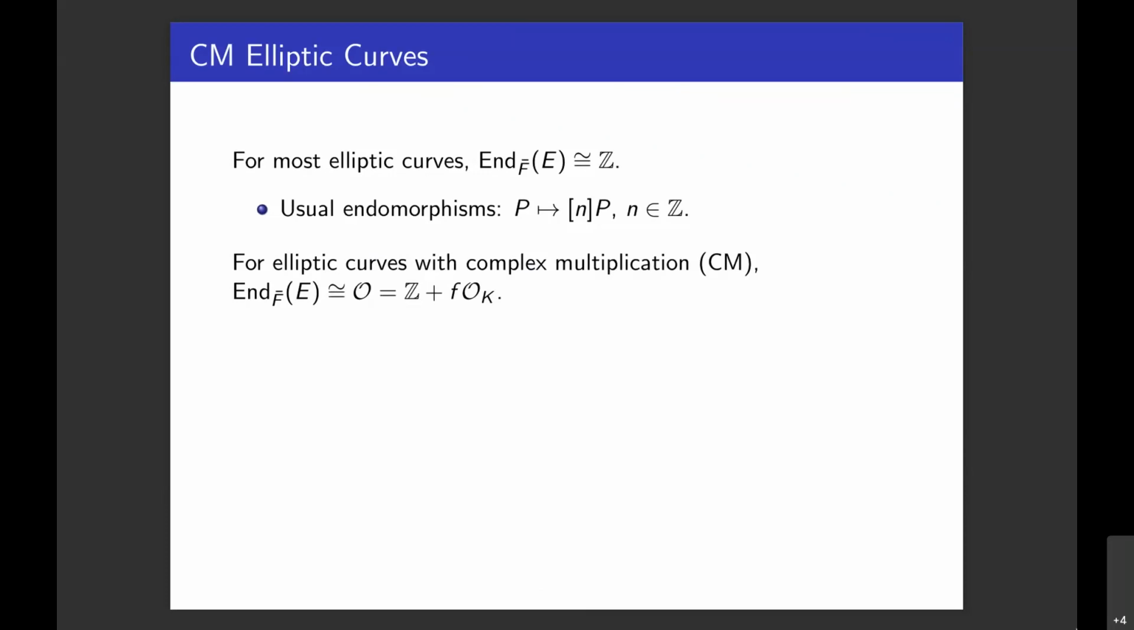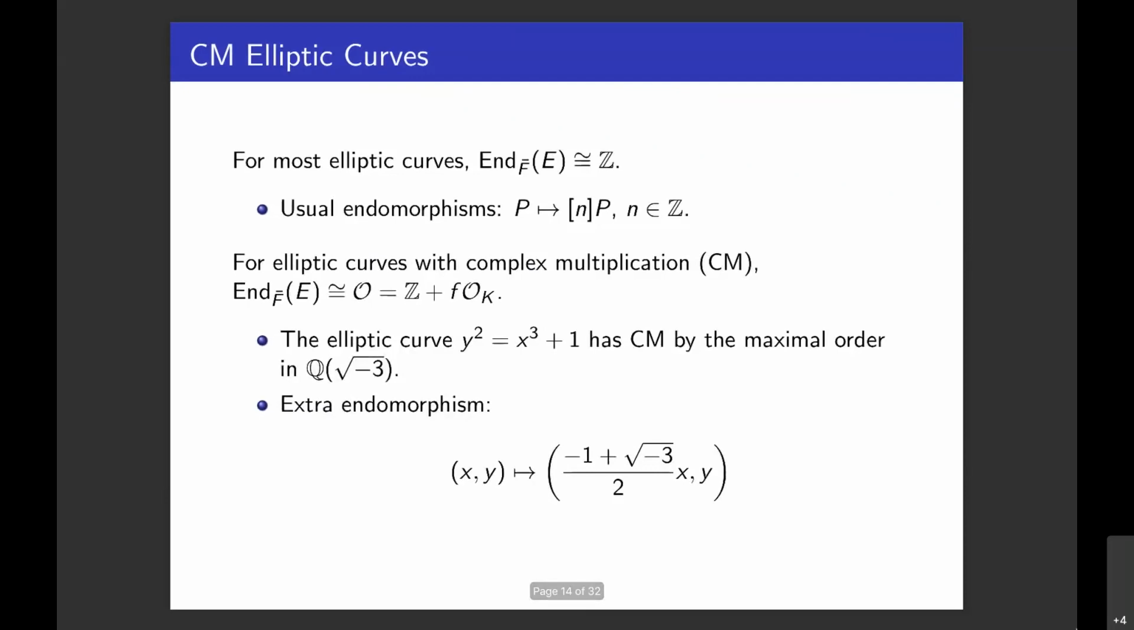So let's look at an example. The elliptic curve y squared equals x cubed plus 1 has CM by the maximal order in Q adjoin the square root of negative 3. You can check that this is an endomorphism, but notice this is not an integer multiple of the point. So we have extra structure, and our endomorphism ring is going to be larger than Z.